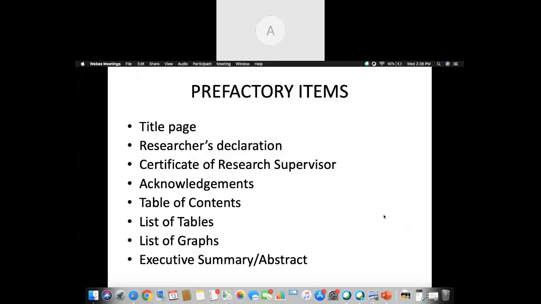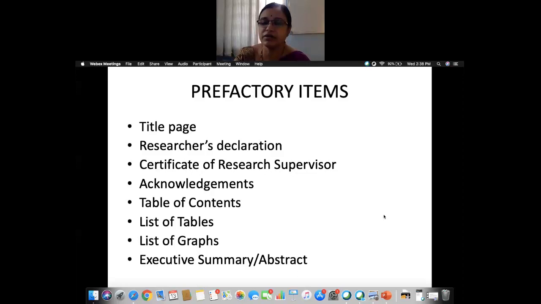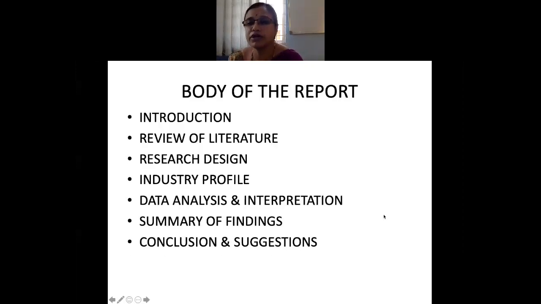Okay, so we will move on. After the prefatory items, the most important part is the body of the report. This carries 95% of your weightage. Whether it be a paper or a dissertation, this content remains the same.